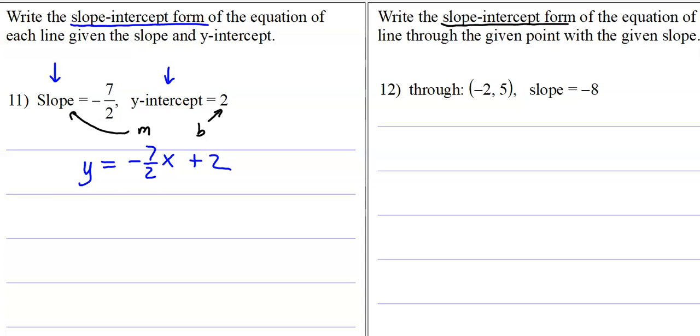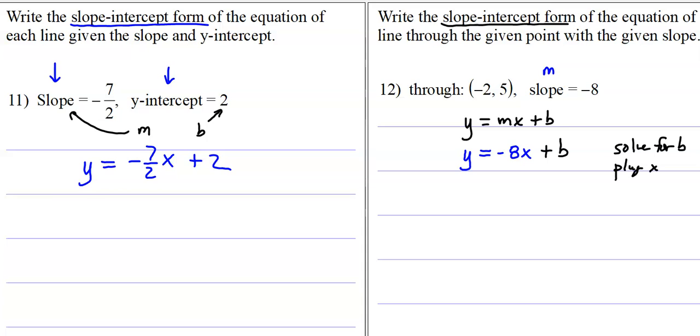So to get slope-intercept form, I know I need y equals mx plus b. And this time they gave me m. I have the slope. So I'm going to stick that negative 8 in there. But they did not give me the y-intercept. So I'm missing this b. I need to solve for that b. So here's where we're going to solve for b. And to do that, we got to plug in x and y. So remember, this is an x, this is a y. So let's just substitute those values in.